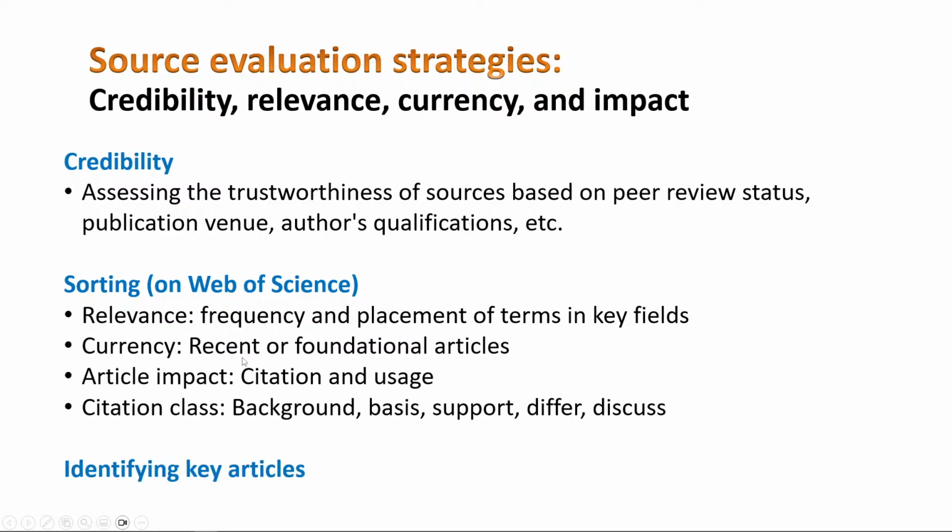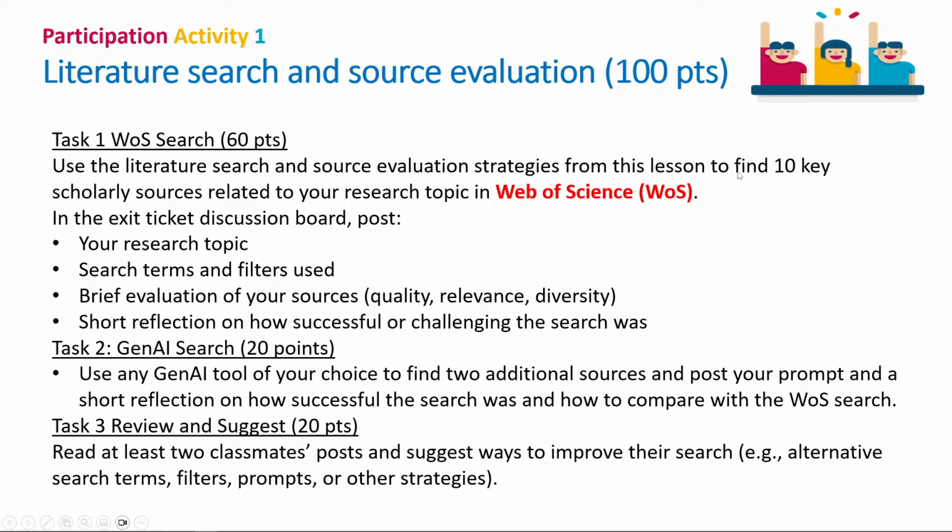So for part two, find 10 key scholarly resources related to your search, and then use generative AI to find 2 additional sources, so that would be 12, and then read at least 2 of your classmates' posts and suggest ways to improve their search.